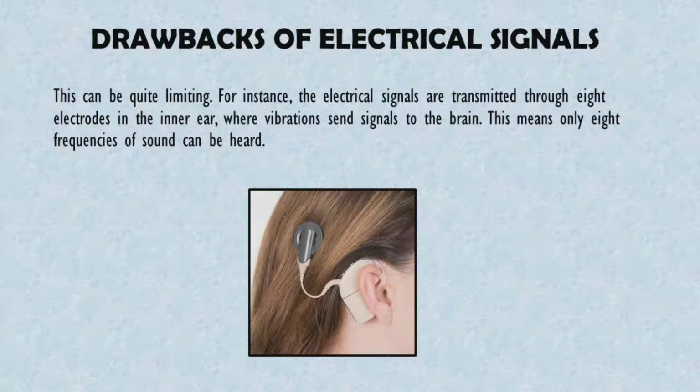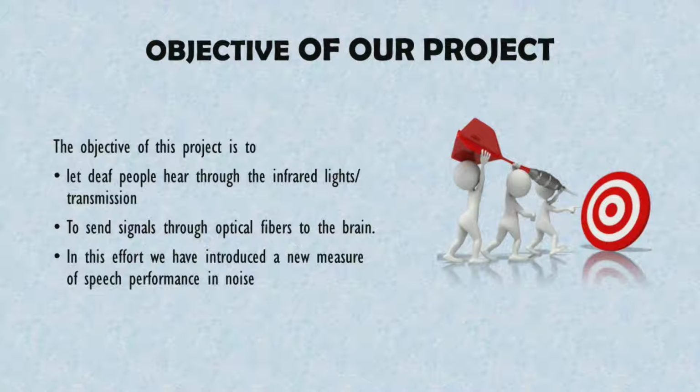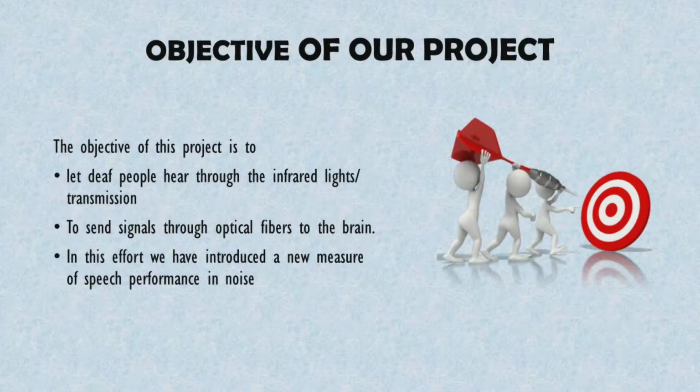Electrical impulses, for example, are transferred to the brain via 8 electrodes in the inner ear, where vibrations give information to the brain. This means that just 8 sound frequencies can be heard. The aim of our project is to let deaf people hear through infrared lights. It also aims to send signals through optical fibers to the brain, and in this effort we have introduced a new measure of speech performance in noise.